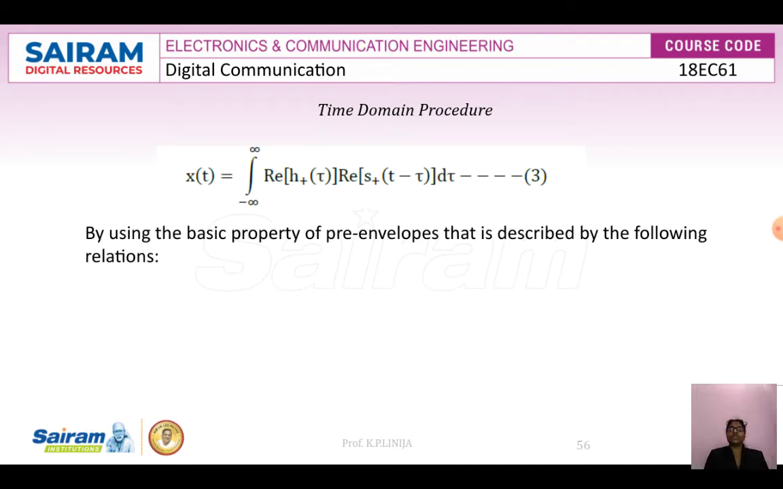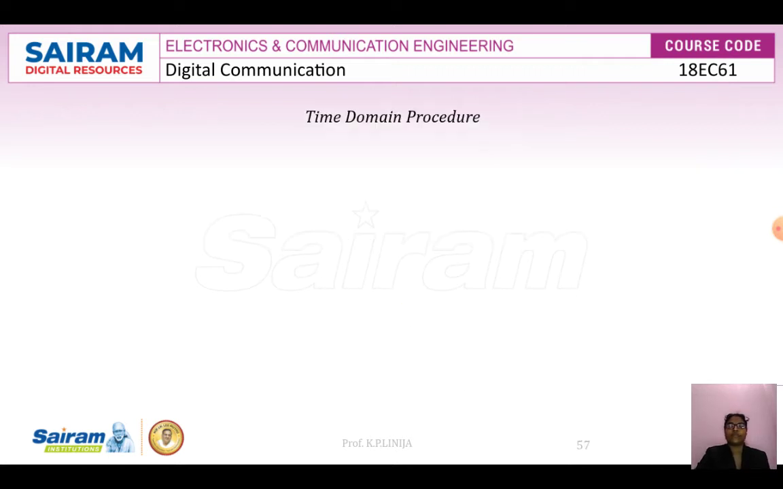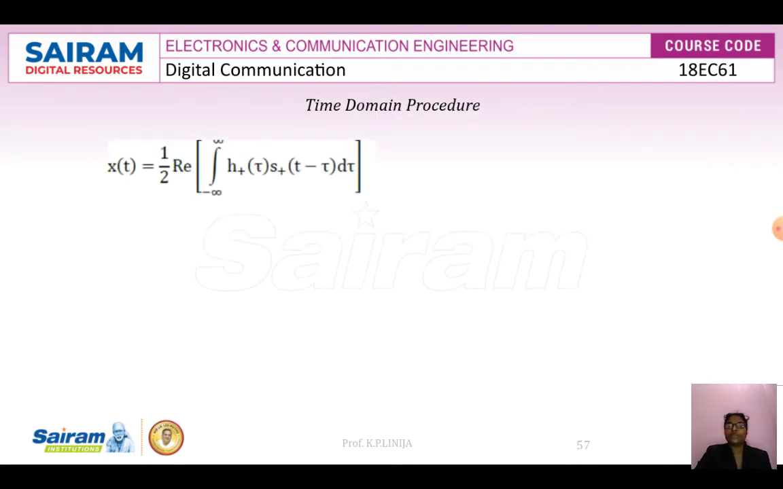Now we are going to use the basic property of pre-envelopes. The basic property of the pre-envelope is that the integral from minus infinity to infinity of the real part of h plus of tau into the real part of s plus of tau into d tau is equal to 1 by 2 into the real part of the integral from minus infinity to infinity of h plus of tau into s plus of minus tau into d tau.